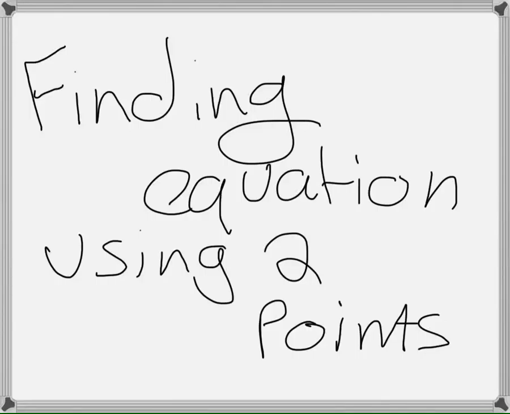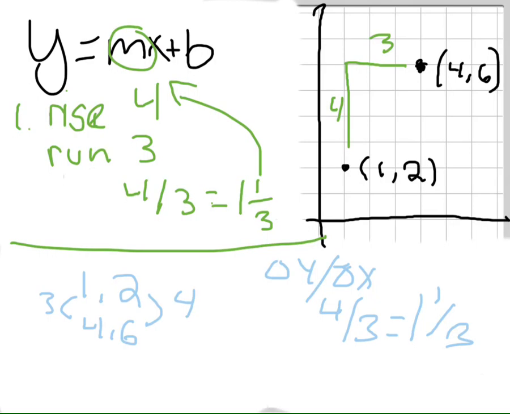Find the equation of a line using two given points. First thing to remember is that the general format for a linear equation is y equals mx plus b. So in this scenario that I've given, we have 2 points: (1, 2) and (4, 6).